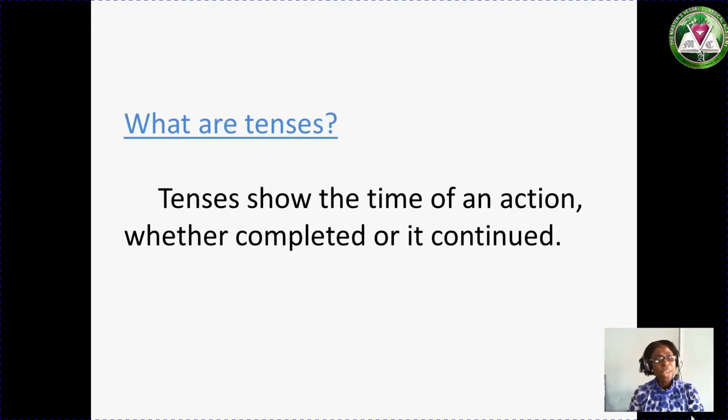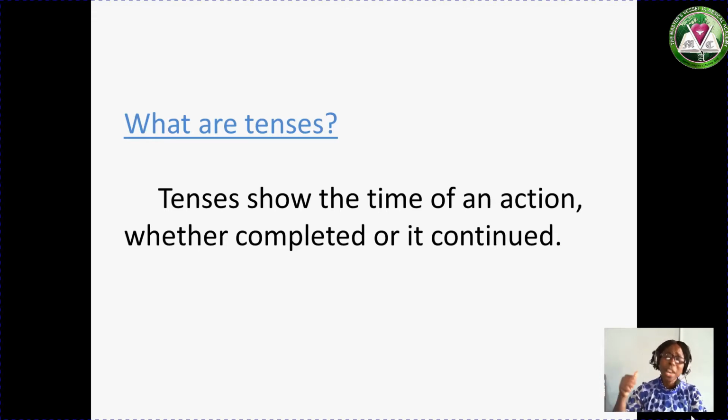Now, we are going to define a tense. This definition will help us because we are talking about future tense using shall and will. Now, what are tenses? Leave future tense for now. We will come to that later. If I define tenses without mentioning verbs, my definition will not be complete.